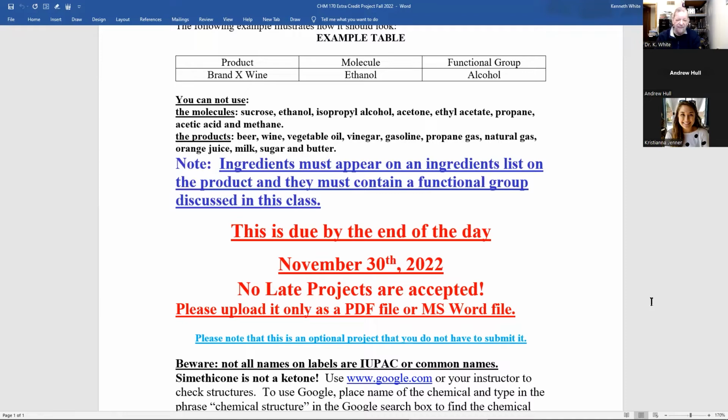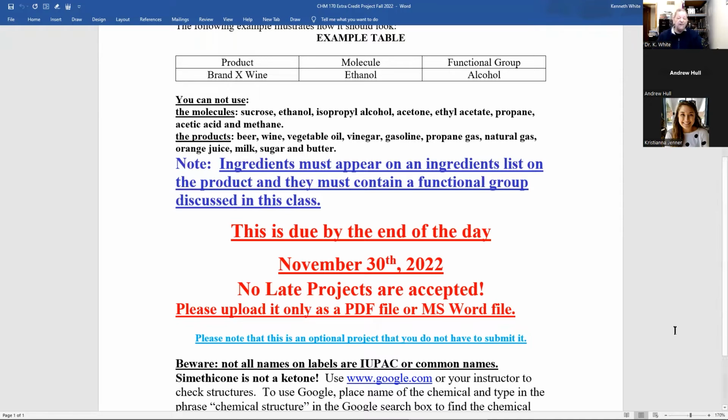Now, note, and this is important, the ingredients must appear on an ingredients list on the product, and they must contain a functional group that we actually discussed, meaning I talked about in this class. Now, you can say, well, a banana has isoamyl acetate, an ester. Why can't I put that down? Well, guess what? I have never seen an ingredients label on bananas. Have you? No. You go to your local supermarket and you pick up a bunch of bananas, you're not going to find any ingredients label.